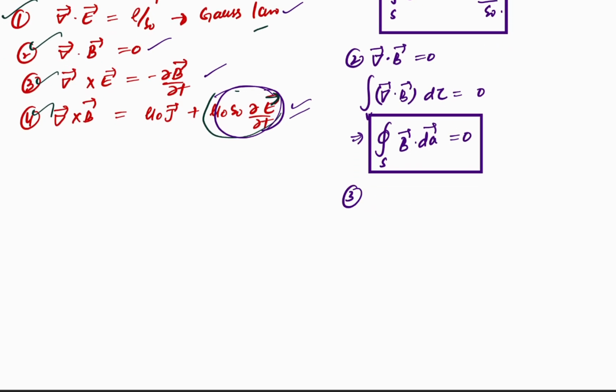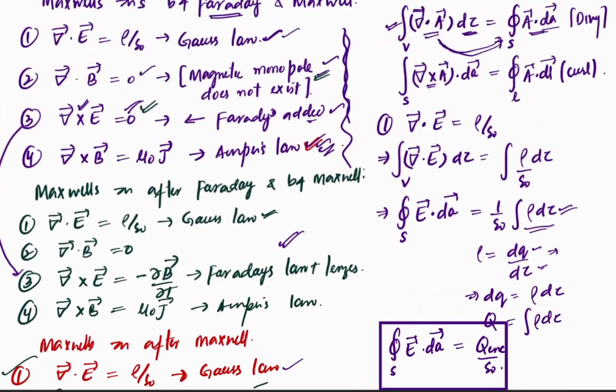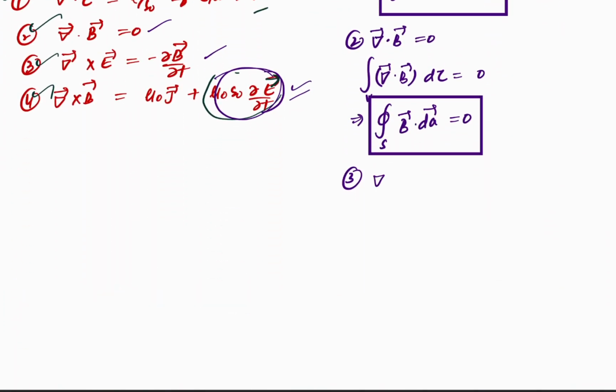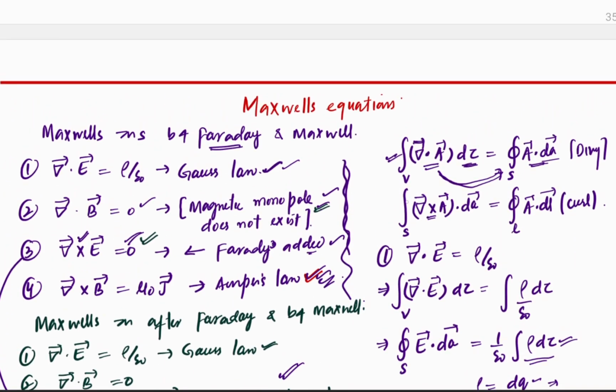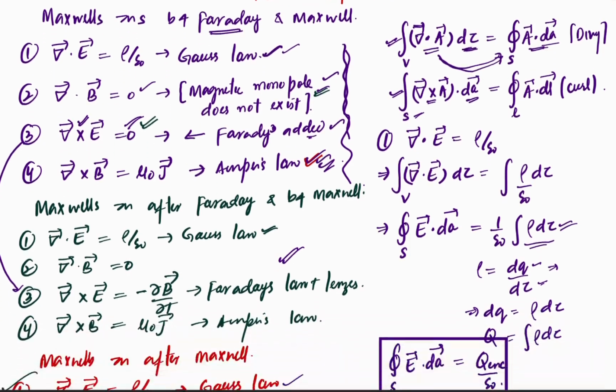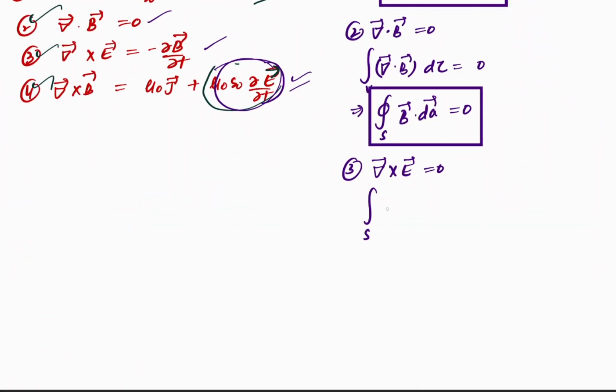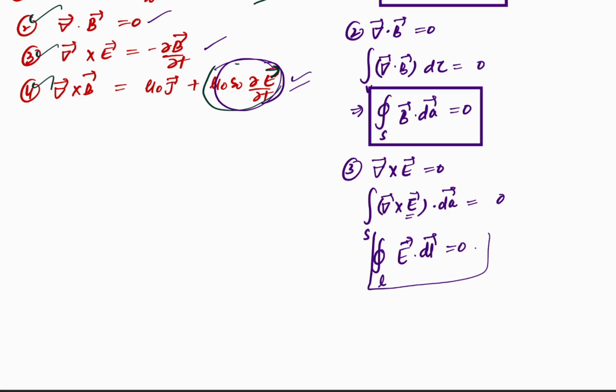Similarly, the third equation is del cross of E equals 0. Now since we have del cross of E here, it is a surface integral, so we have to take the surface integral on both sides. So the surface integral of del cross of E dot dA, remember the surface must be open, equals 0. So we will use the fundamental theorem of curl. It will become the closed line integral of E dot dl equals 0. So this is the integral form.